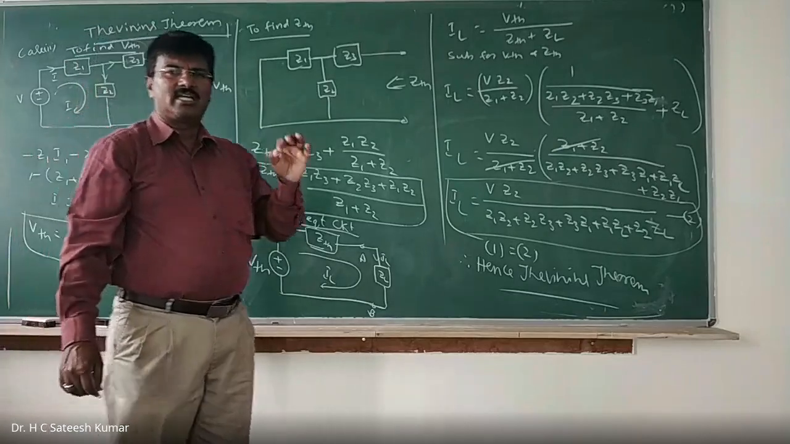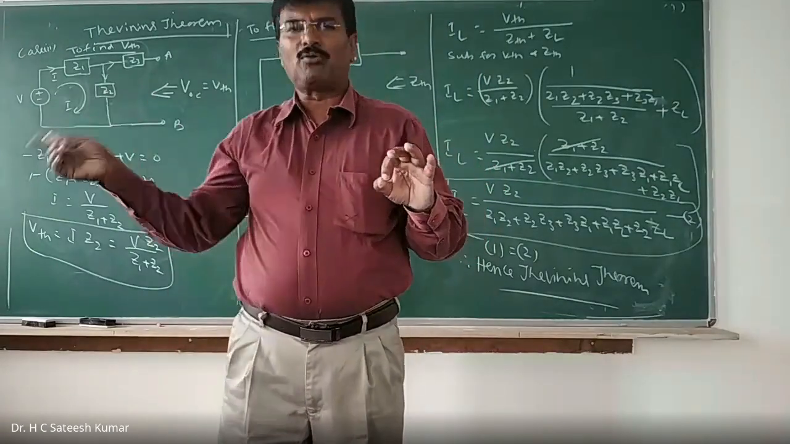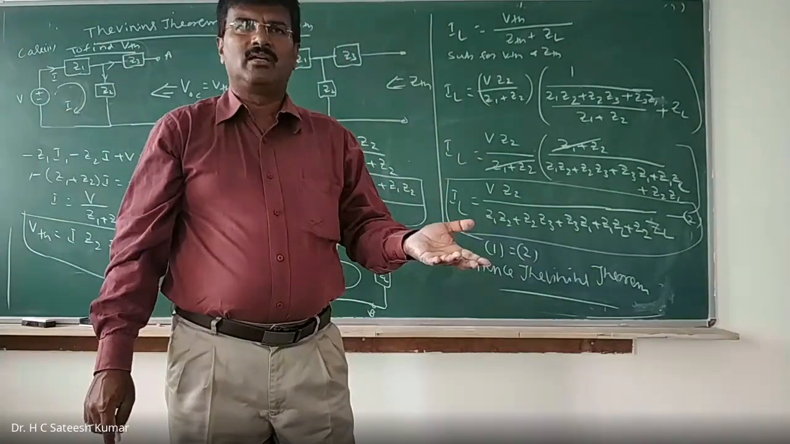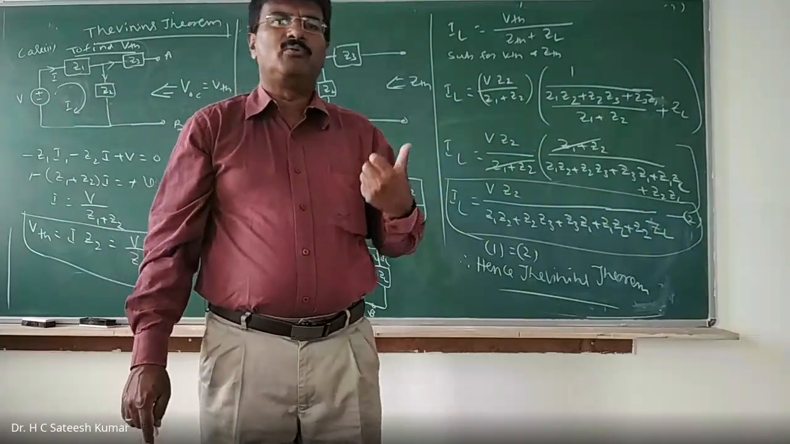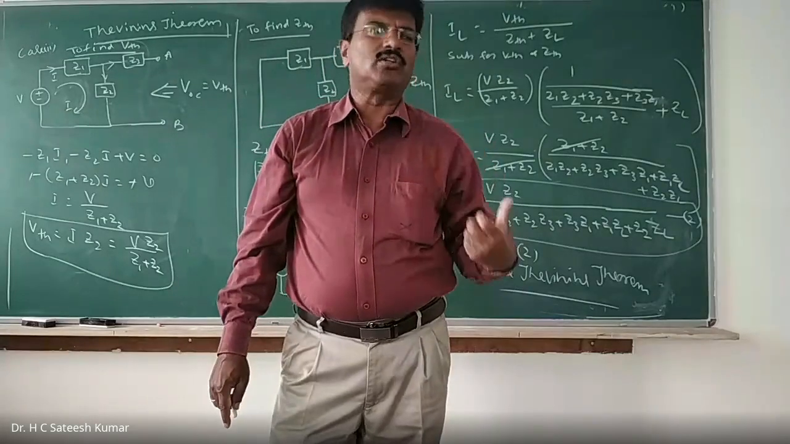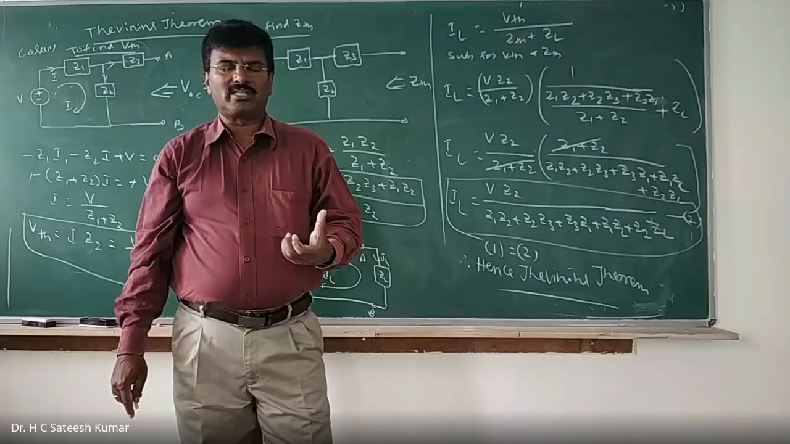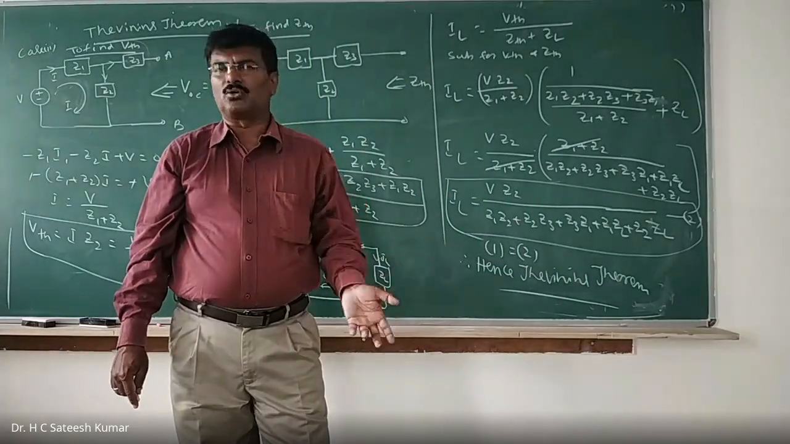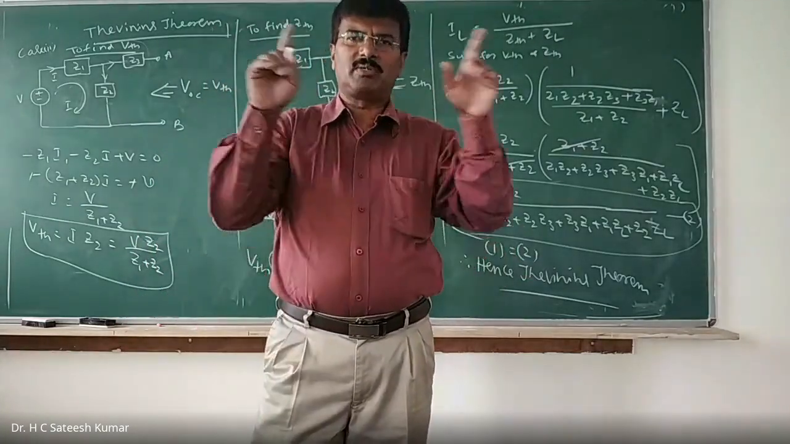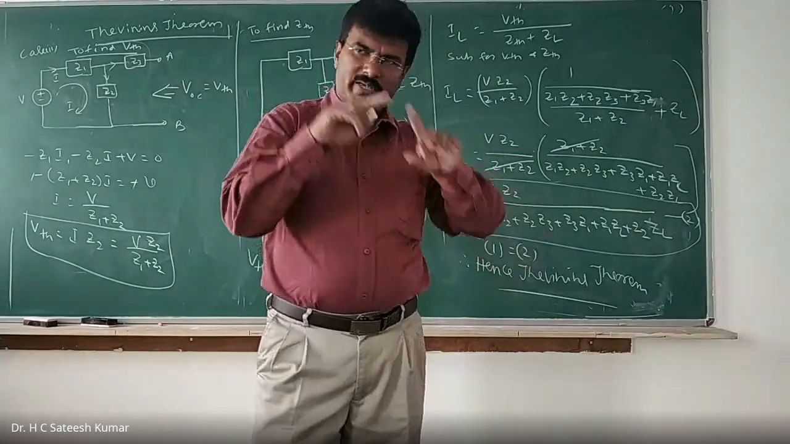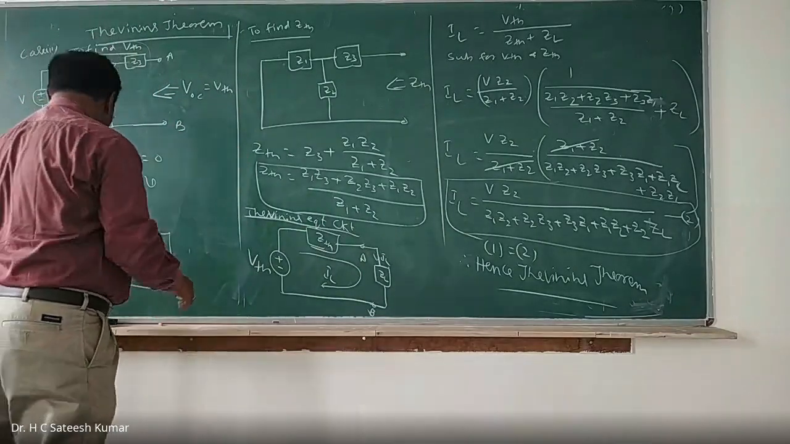That means any linear bilateral multi-source network with terminal AB, as shown in figure 1, can be replaced by a voltage source VTH in series with an impedance ZTH, as shown in figure 2, where VTH is the open circuit voltage seen from the load terminals, keeping all the sources active, and ZTH is the impedance seen from the load terminals, keeping all the sources zero. Voltage sources are made zero by short circuiting, current sources are made zero by open circuit. This statement is very, very important, and I've done the problem based on this theorem only, right? So that's how we should do this. This proof has been asked in many examinations.